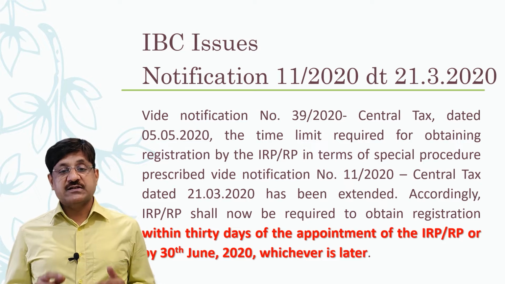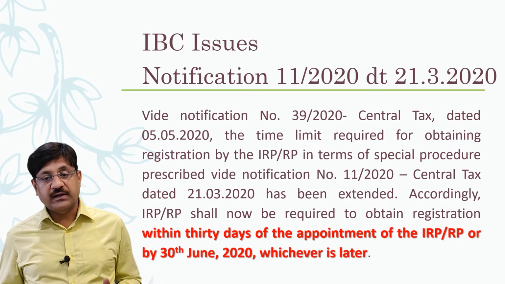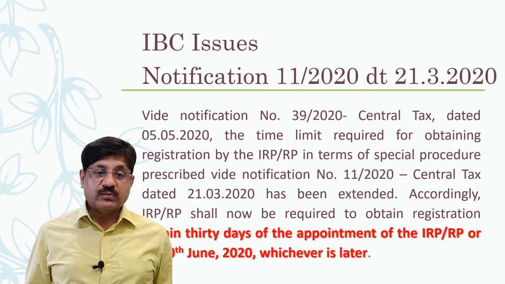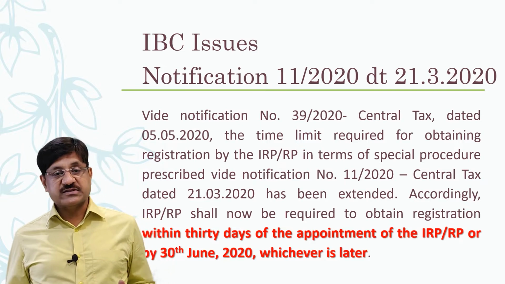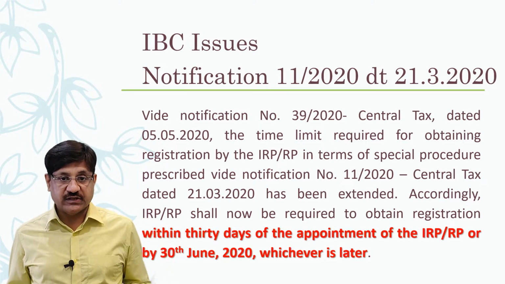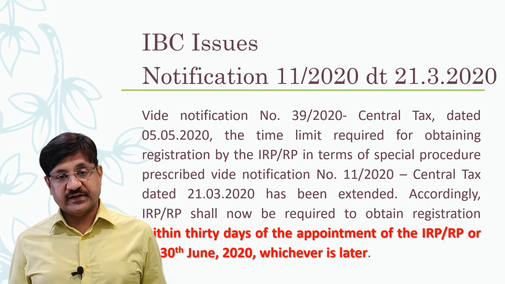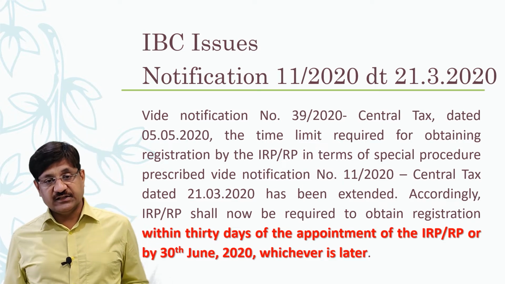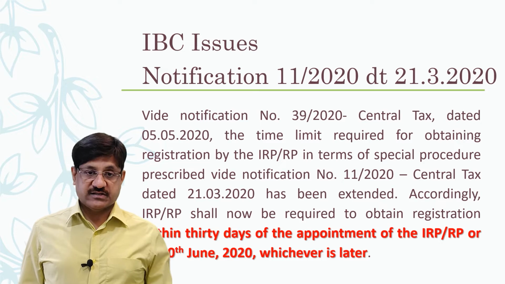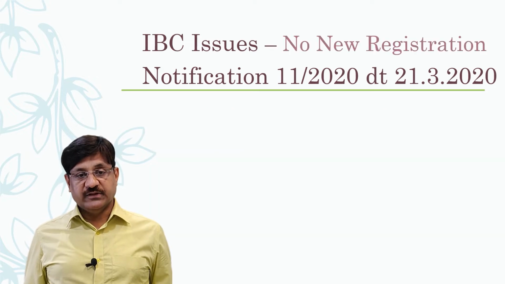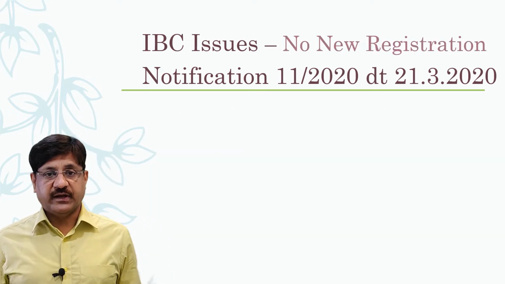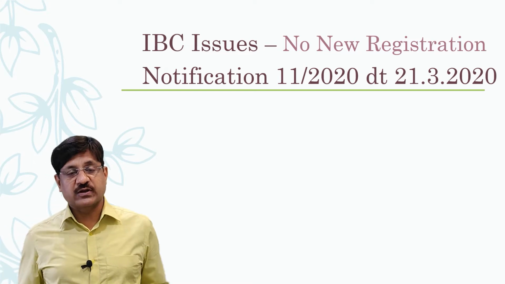One can take registration within 30 days of appointment of IRP or RP, or by 30th June. Earlier it was 30 days, now it is extended to 30th June. Whichever is later, one can take registration. So the first date is 30th June, one can take the registration for complying with this. Why did this registration requirement come? It is also clarified now.